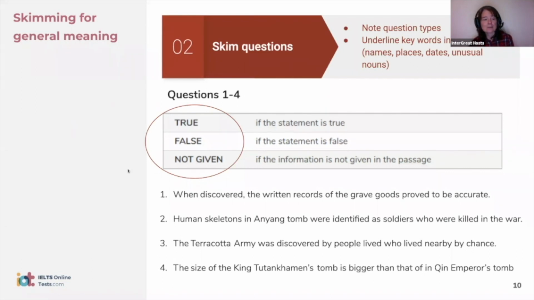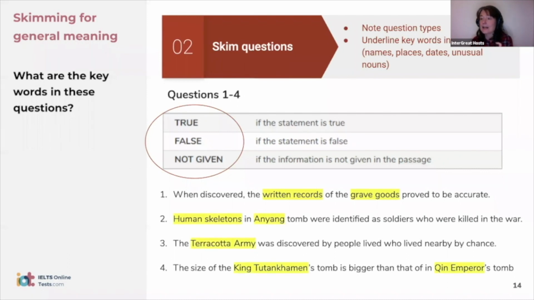So if we look at the examples here, what kinds of keywords are we going to be able to find quickly in the passage? Okay, very good, Shirin. Anyang, we've got a capital letter, that's going to be easy to find. What other kinds of words are going to be easy to find? Okay, again, terracotta army, grave goods, because that's quite technical, so it's likely to be the same. Yeah. Exactly. So anything with a capital letter and anything that is very specific to the topic.